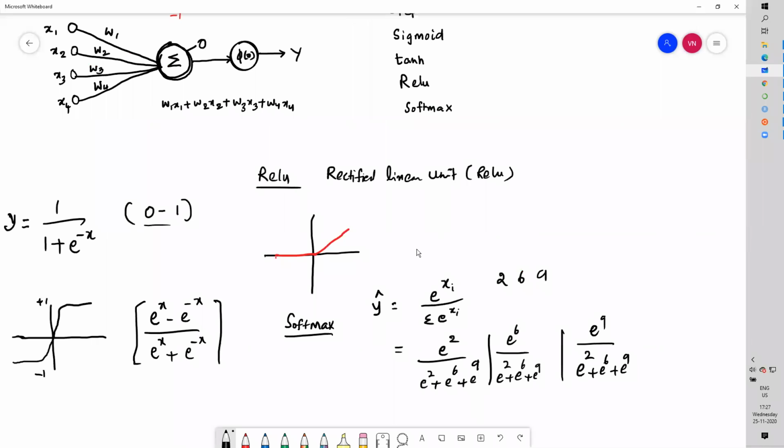Softmax is used for multi-class classification. Yesterday, we saw an example of binary classification, right? But when do we use softmax? We use softmax for multi-class classification. So these are the popularly known activation functions.